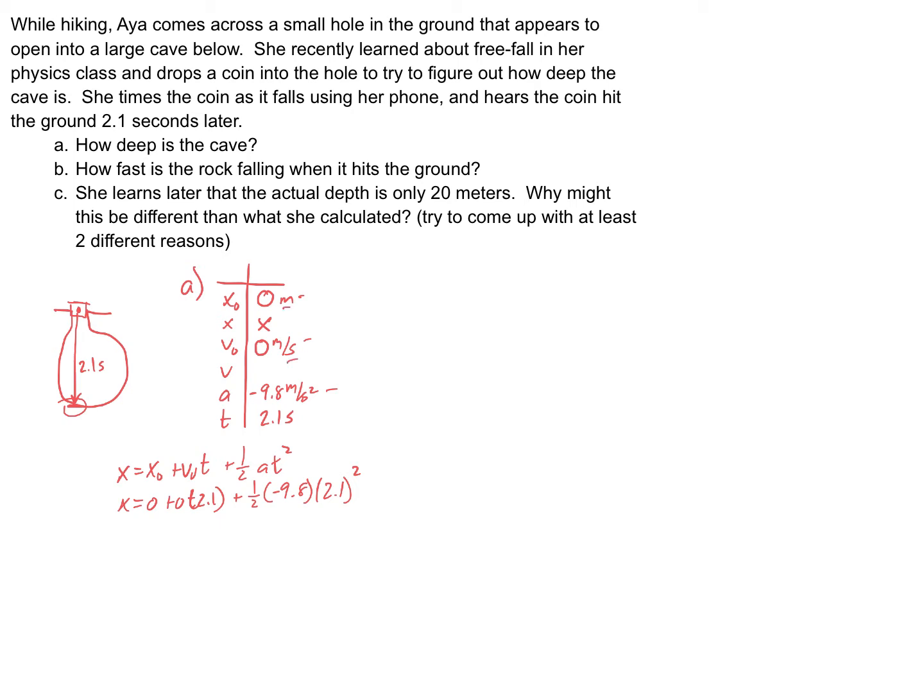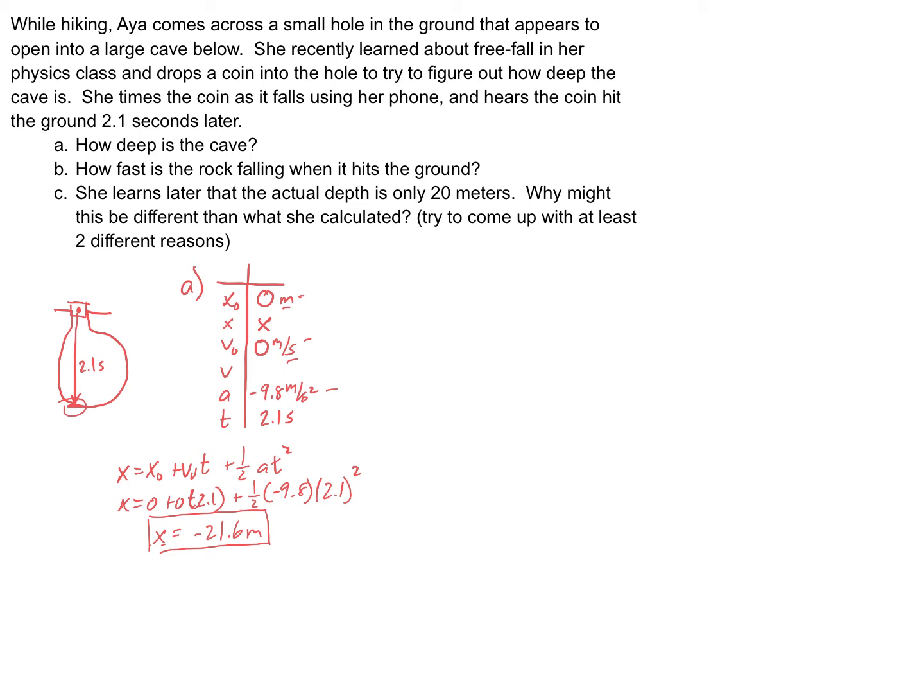That's all that matters. So when I work this out, I should be able to calculate and get that x equals negative 21.6 meters, because it's a distance. Now, I did get a negative because this will always give me displacement, and the displacement was downwards. You can just put for the height or the depth that it is 21.6 meters deep. So that's letter A.